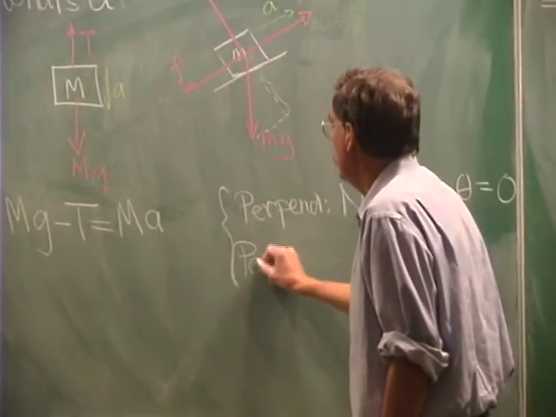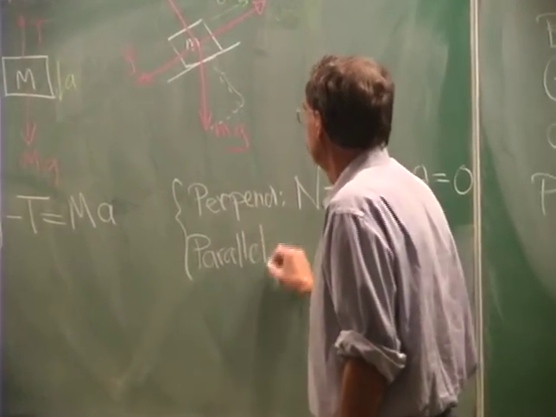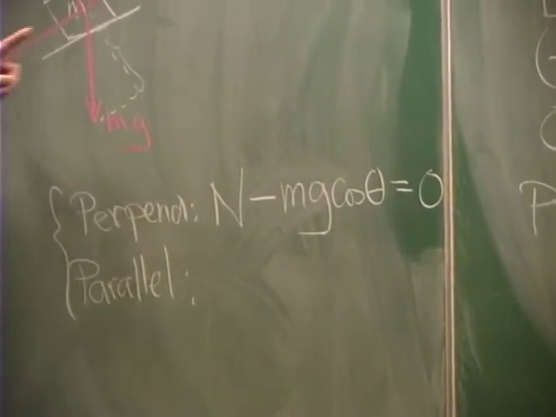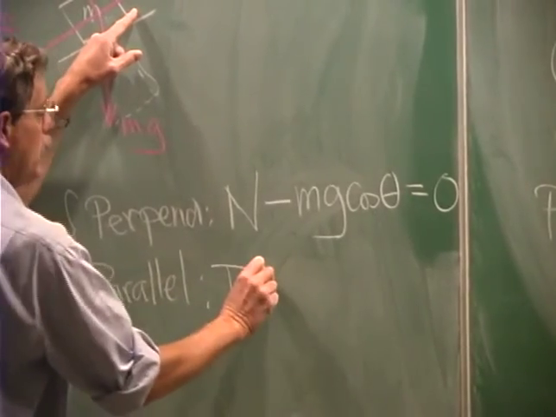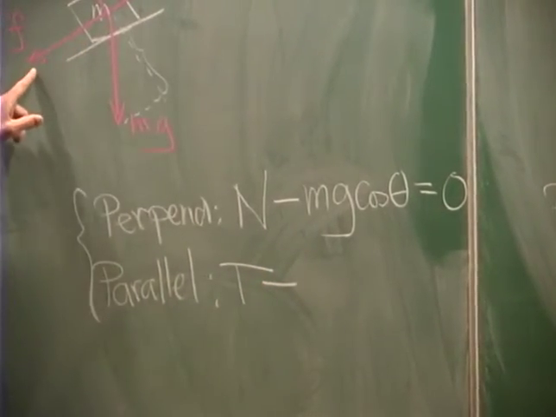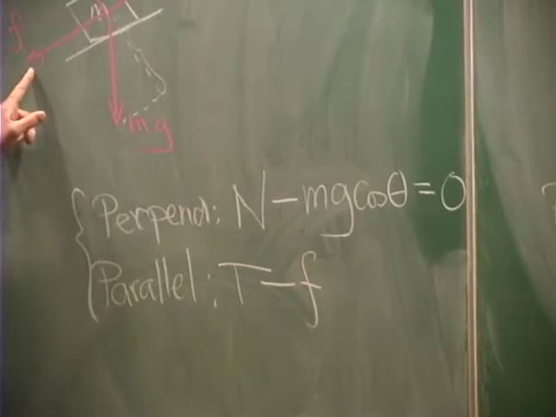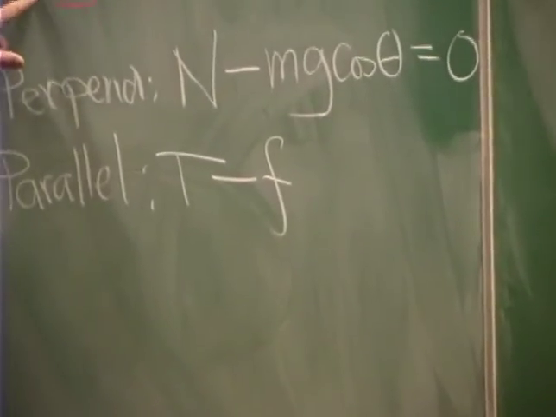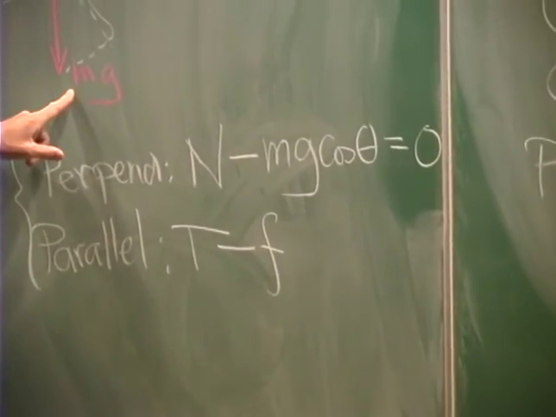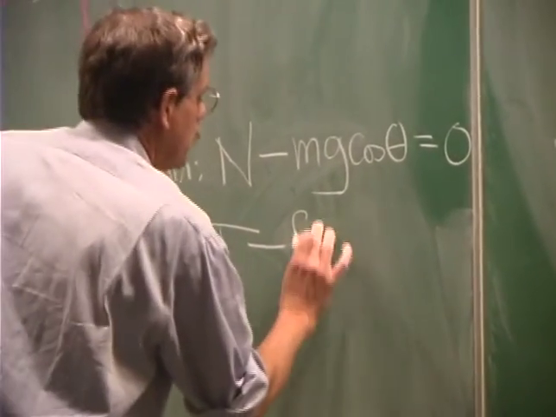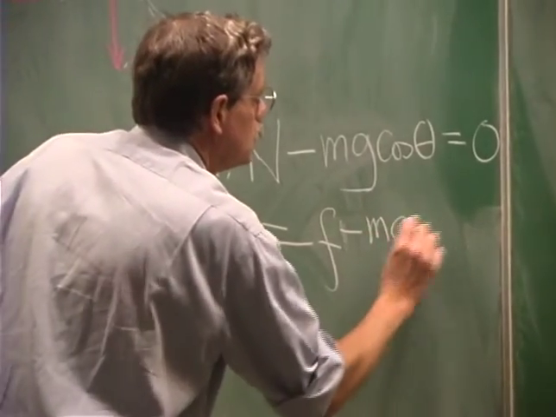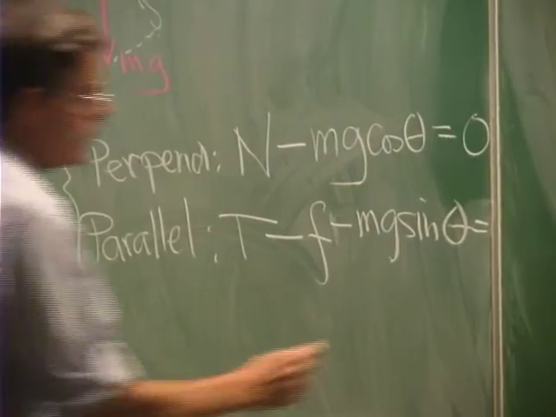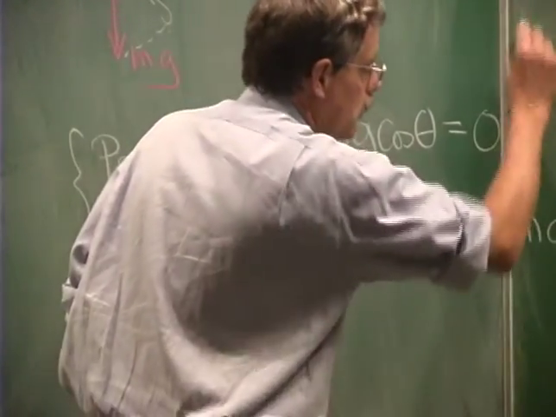Okay, parallel to the plane. That's along this direction here. Pulling up, I have T. Pulling back, I have F now. Of course, for your problem, the F isn't in there. And I also have, pulling it back down the plane, the component of mg. And that's equal to the mass of this object times its acceleration.